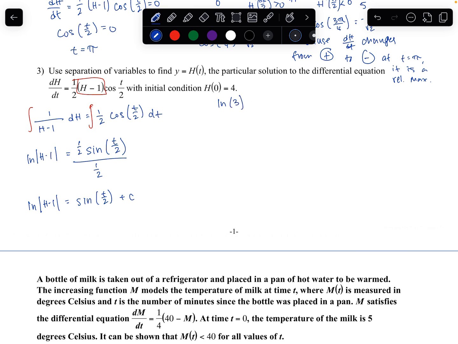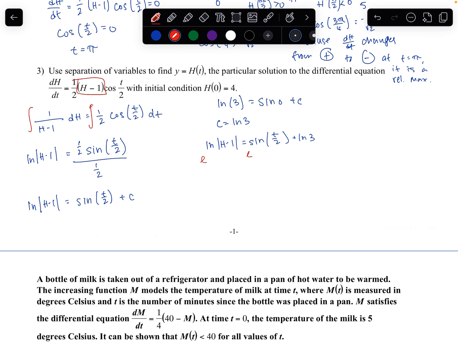Natural log of 3 equals sine of 0 plus c. So that means c will be equal to the natural log of 3. And I'm going to go ahead and plug that back in here. So the natural log of h minus 1 equals sine of t over 2 plus the natural log of 3. And now let's go ahead and solve this for h.